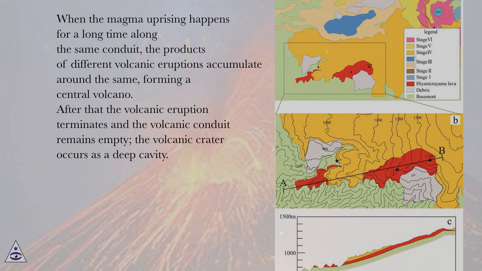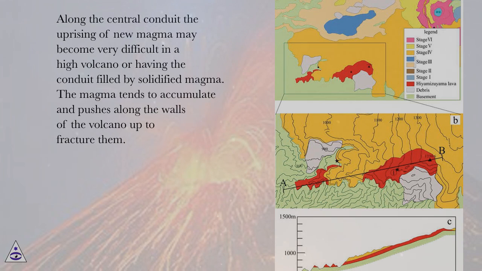When the magma uprising happens for a long time along the same conduit, the products of different volcanic eruptions accumulate around the same, forming a central volcano. After the volcanic eruption terminates and the volcanic conduit remains empty, the volcanic crater occurs as a deep cavity. Along the central conduit, the uprising of new magma may become very difficult in a high volcano or having the conduit filled by solidified magma.